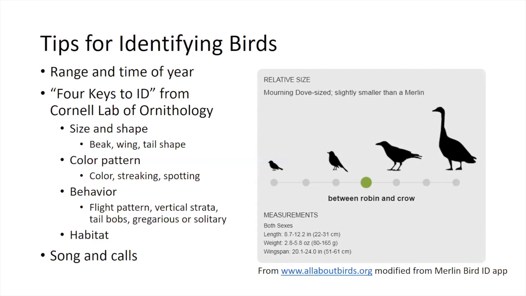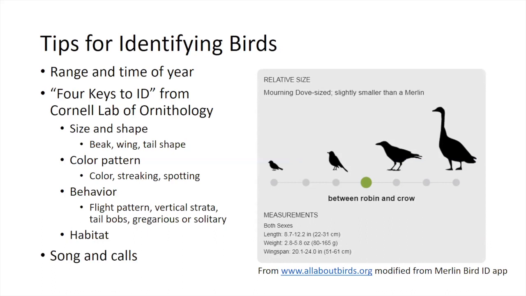The behavior of the bird, such as the way that they look while they're flying, if they're high up in the forest or if they're down on the ground. A lot of species do a tail bobbing behavior, if it's in a group or if it's by itself. And the habitat that you find the bird in, some species like house sparrows are usually in urban environments, whereas some species like Pacific slope flycatcher would basically only be found in forest habitat.